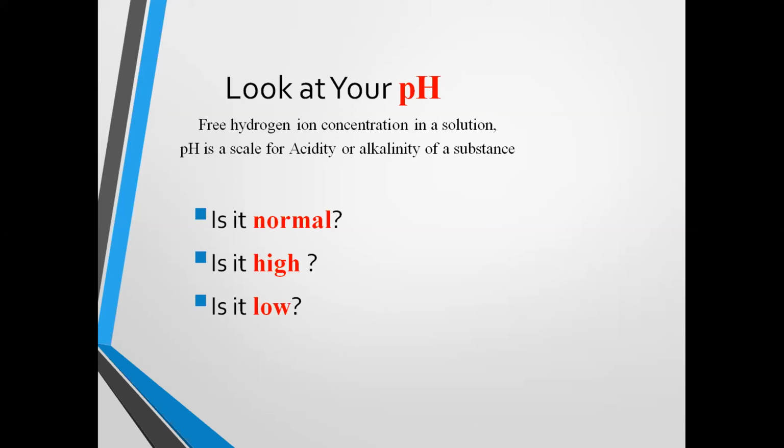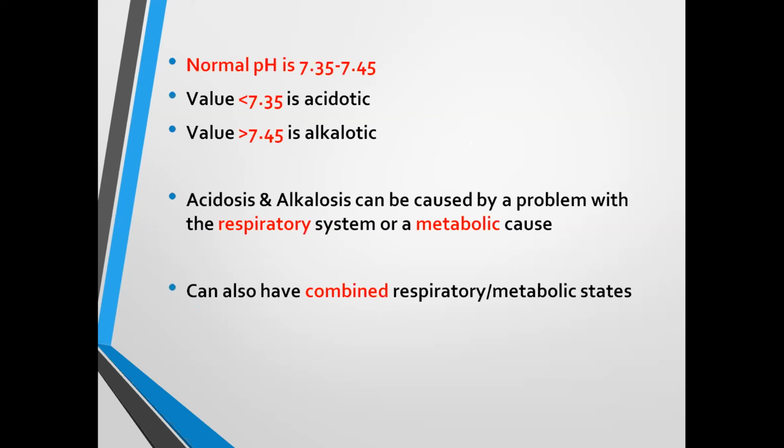If there is a reduction in pH from 7.35, now it shows acidity. This is basically the normal value, 7.35 to 7.45. If this normal value is reduced, when it falls below 7.35, now this is basically acidotic. And if it is elevated above 7.45, it is alkalotic.